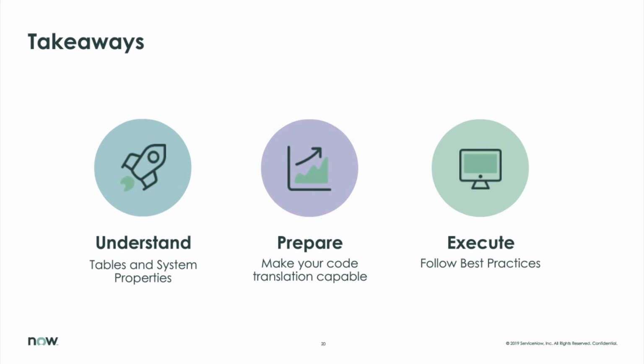And so, what are the takeaways here? We understand how to take a look at the tables and the system properties to make some changes to our system for translation. And again, those 6 tables, you can find those very easily in our documentation, and there's a lot more information in there about how to use those. And of course, preparing to make your code more future-proof and translation capable using the get message and the keys and that kind of stuff.